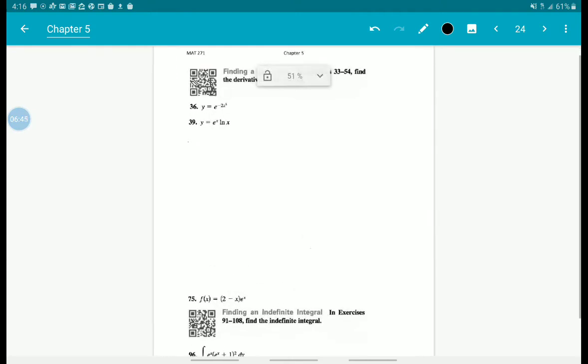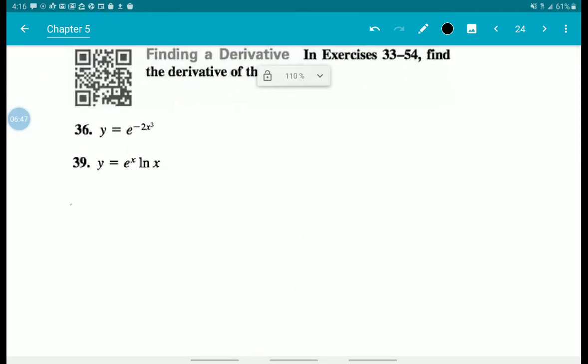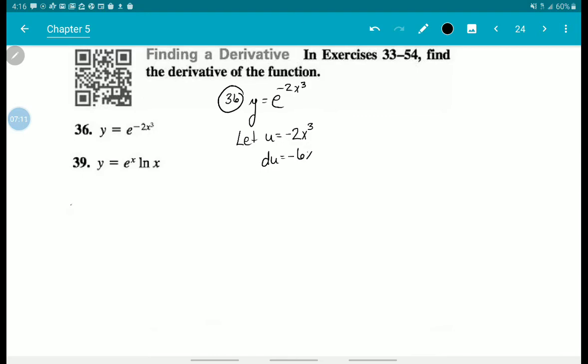So now let's move on to derivatives. Let's say we want to find the derivative of something like this. I'm going to write it over here. So let's think about that u substitution. Let's let u be that exponent, negative 2x cubed. So du would be negative 6x squared.